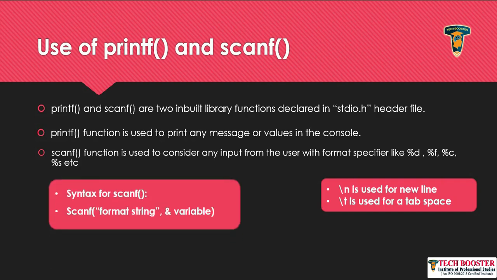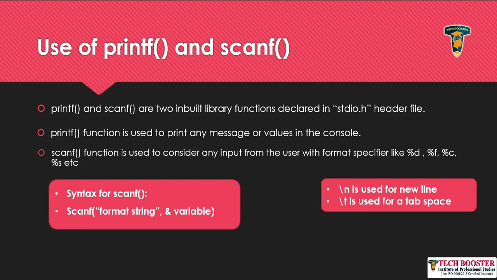This is our syntax. While using scanf, you need to use a format string. These are my format strings available as discussed before. Within this double quote you need to use the format string depending on your variable type, and then after the double quote you need to use a comma, and then you need to use & here. This particular & is nothing but your address operator. Here basically we are trying to store our variable in our memory.